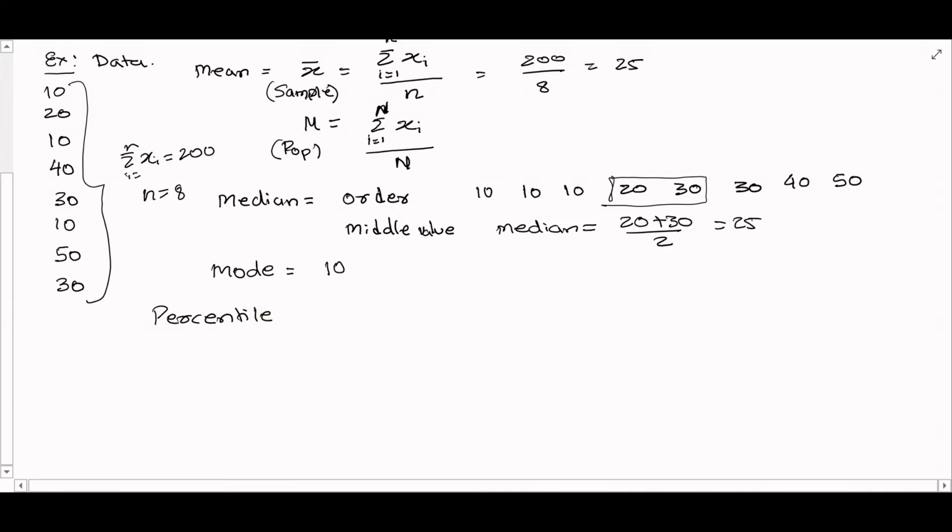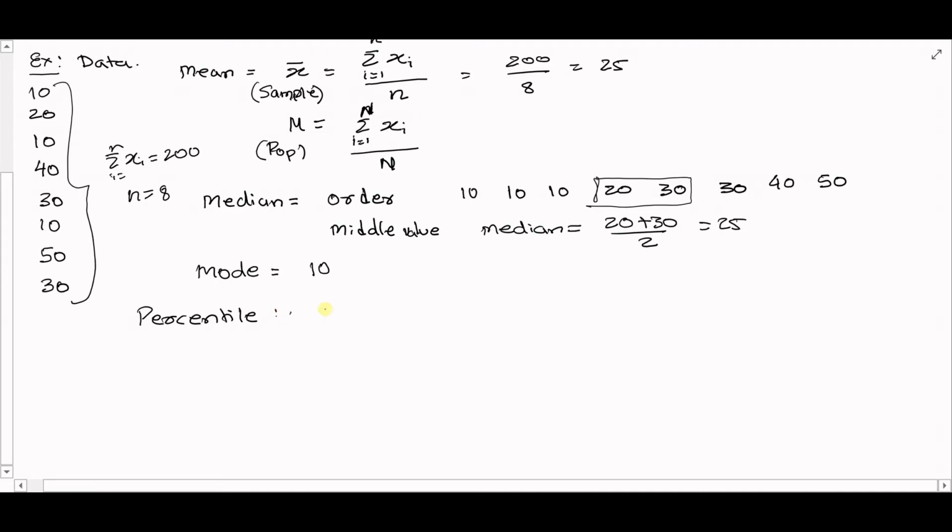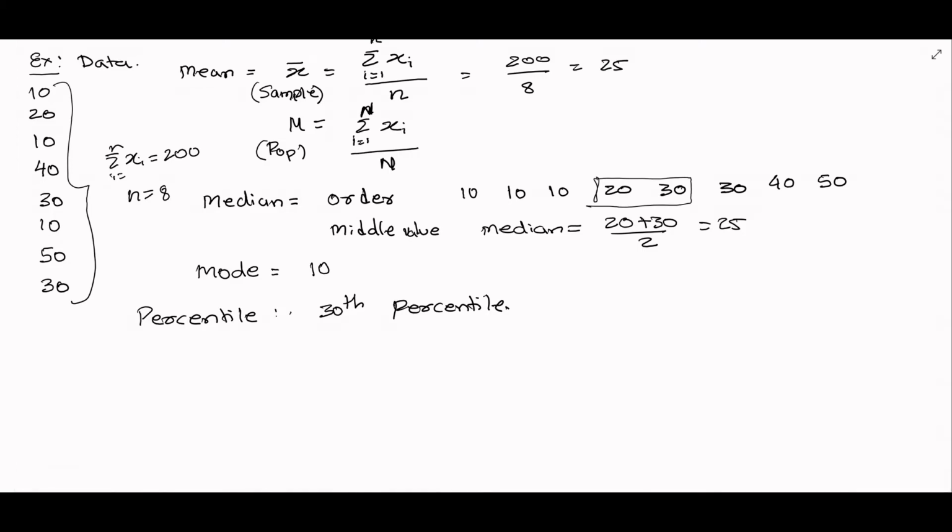one has to specify which percentile one is interested in. So let's assume that we are interested in the 30th percentile. Again, what is percentile? If you are talking of the 30th percentile, it is the value in the data set such that 30% of the values are less than that number, and 70% of the values are greater than that particular number, right? So which is that number?